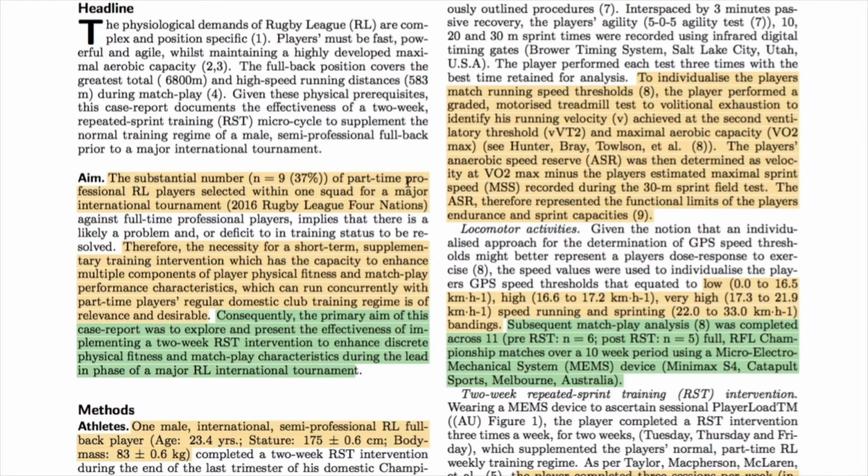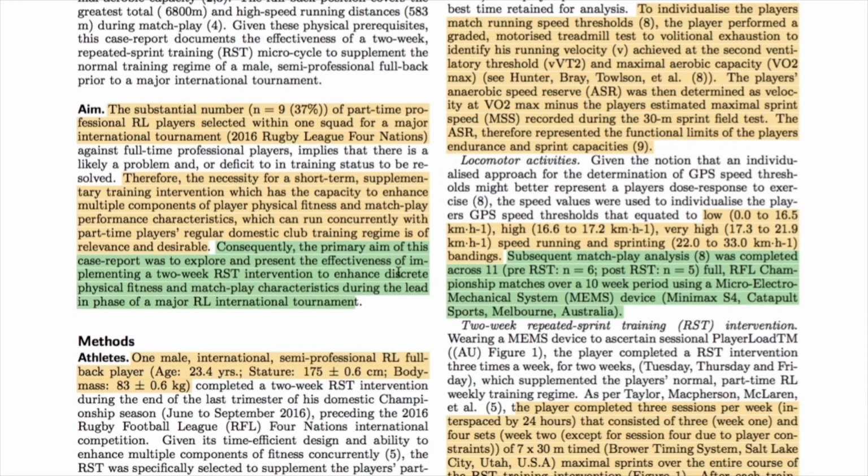So the primary aim of the case study was this here. The aim of the case report was to explore and present the effectiveness of implementing a short 2-week repeated sprint intervention to enhance the discrete physical fitness and match play characteristics during the leading phase to a major international rugby league tournament, which was the Four Nations contested by Australia, New Zealand, Scotland and England.